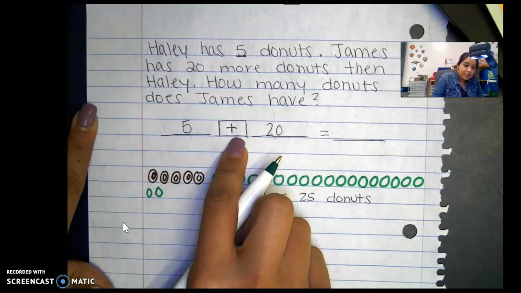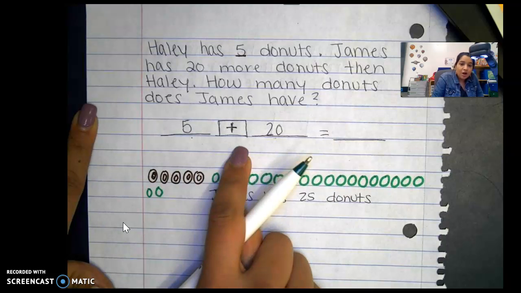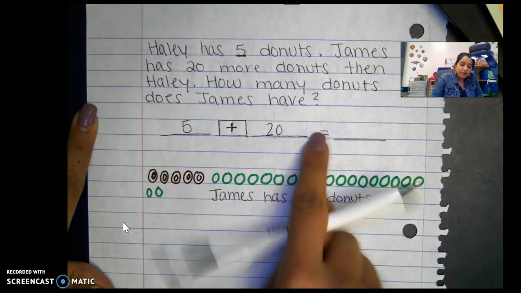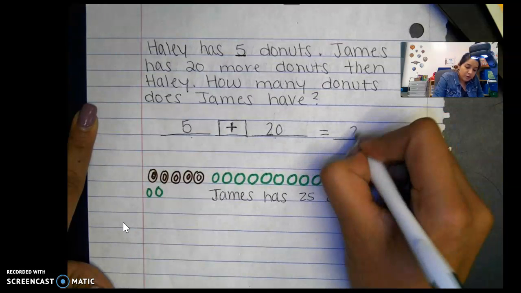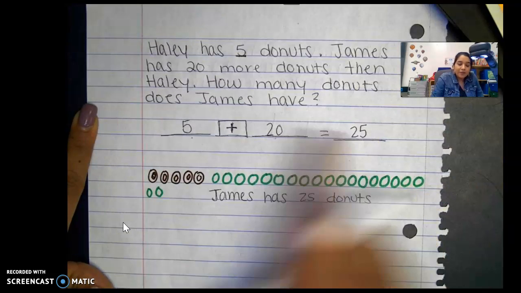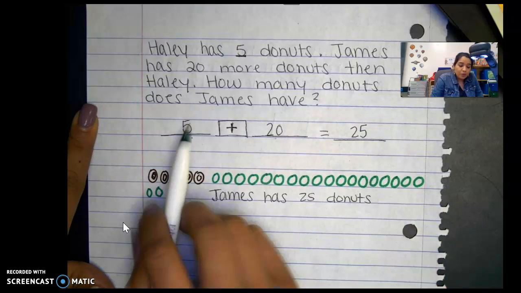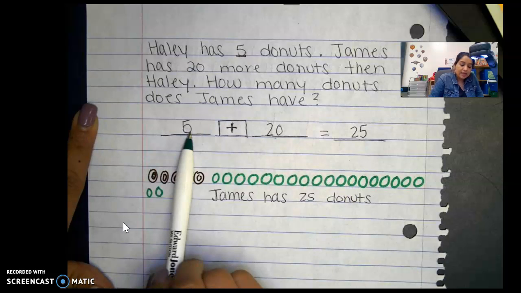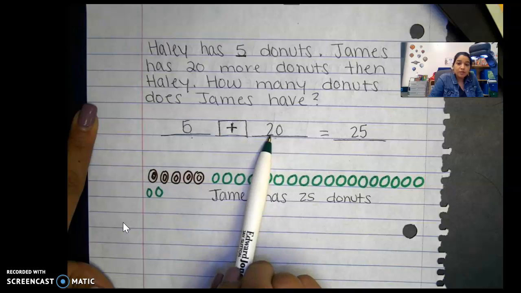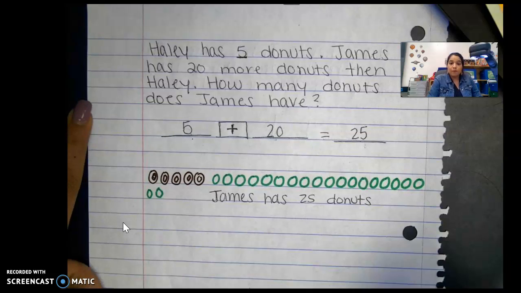So we're going to go ahead and draw our addition symbol. Just a line across and a line down. Our plus sign. And then our answer is 25. So we're going to put equals and we're going to put 25 on the right side of the equal sign. So 5 plus 20 equals 25. With this number sentence, I can say that Haley has 5 donuts and James has 20 more. So that means that James has 25 donuts in total.